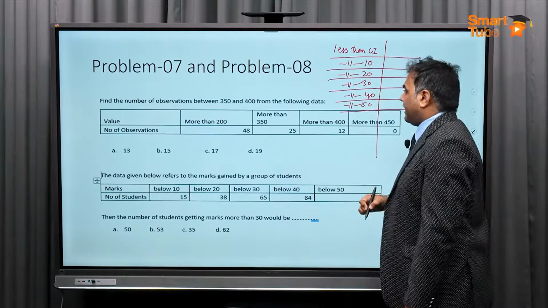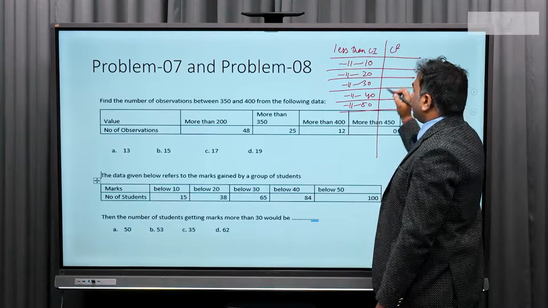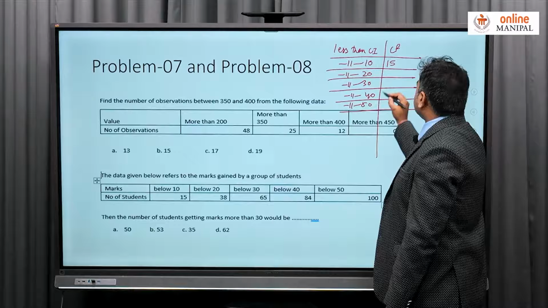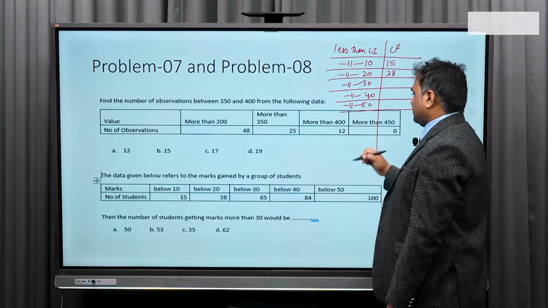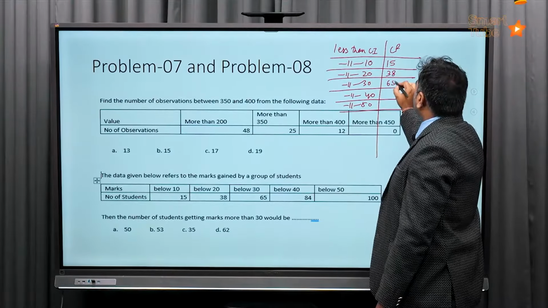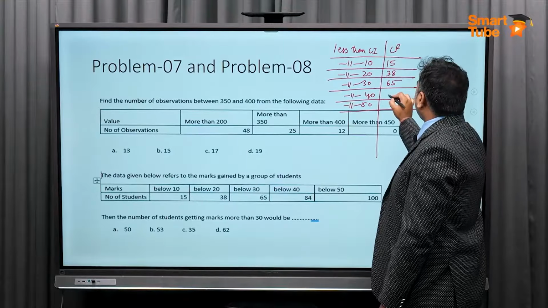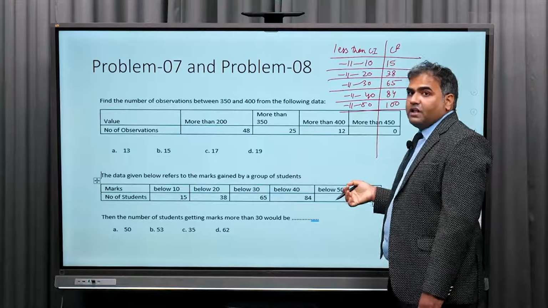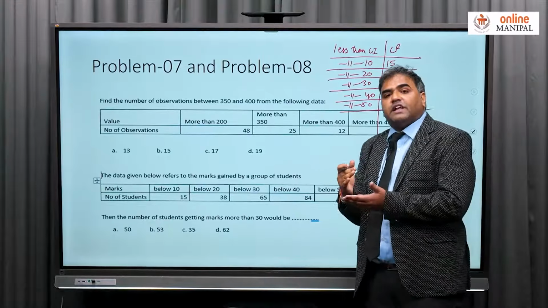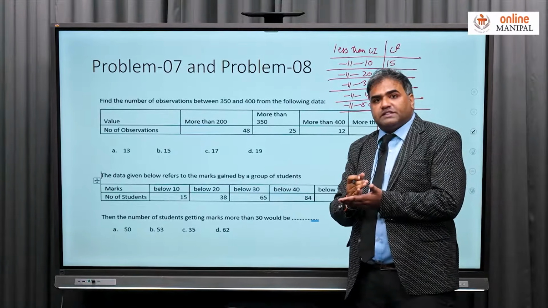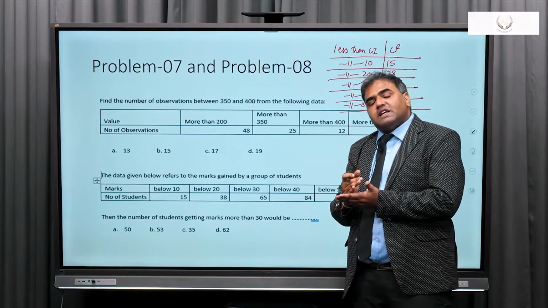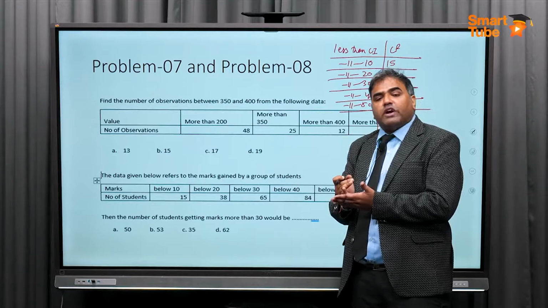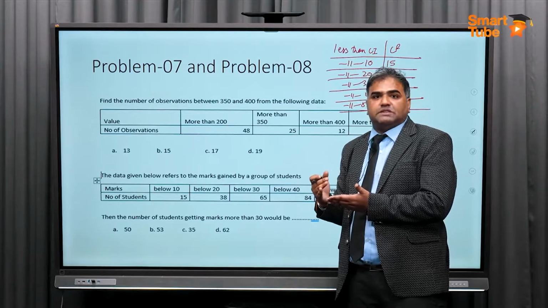I hope you are getting it. These are the cumulative frequencies they have given. So this is 15, this is 38, this is 65, this is 84, and this is 100. The total should be 100. Please understand that with below or less than, the upper limit is attached. With more than, the lower limit is attached. What is important here is to remember this fact.